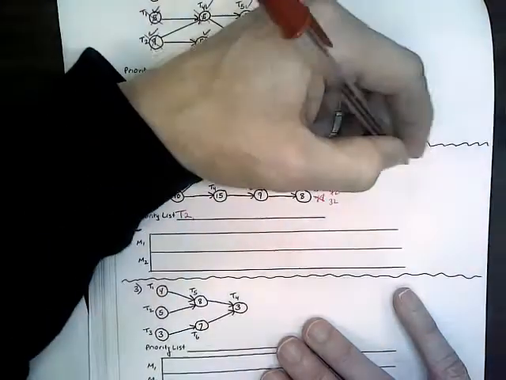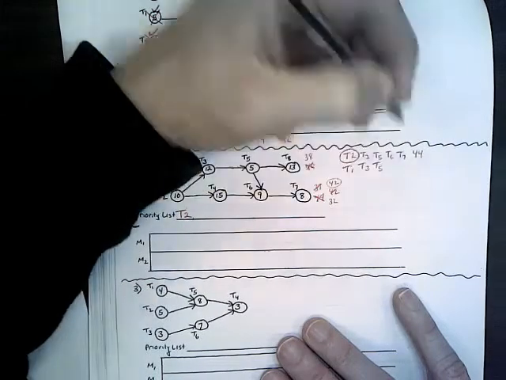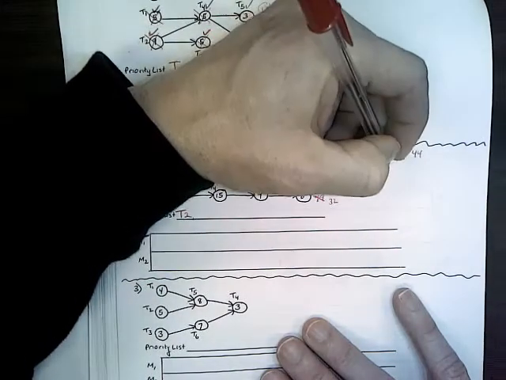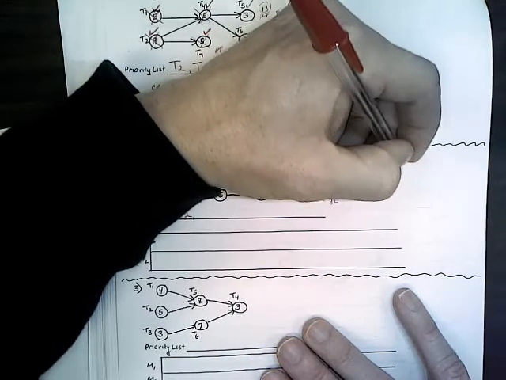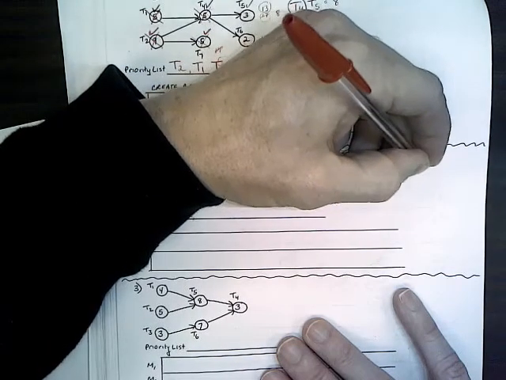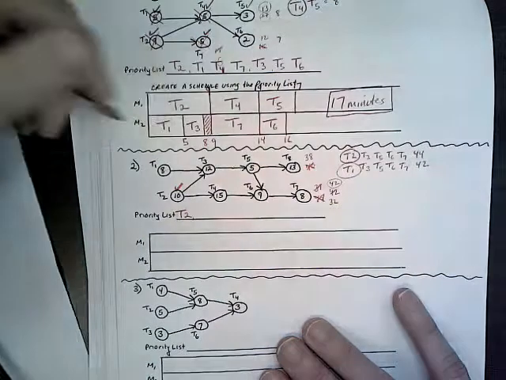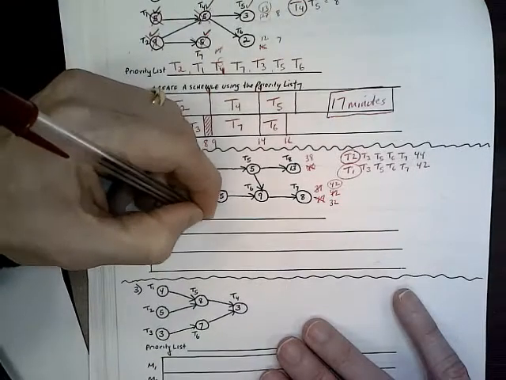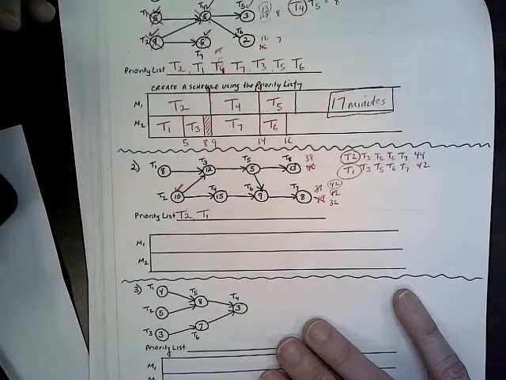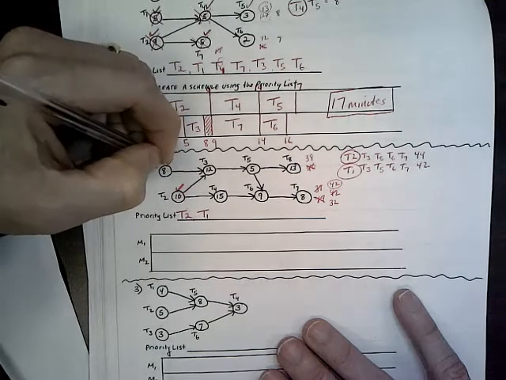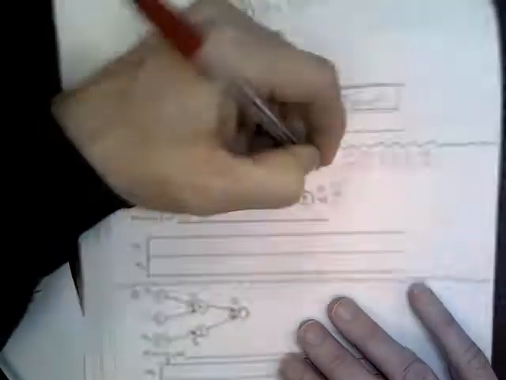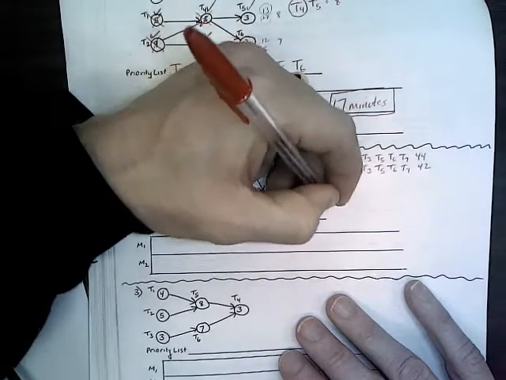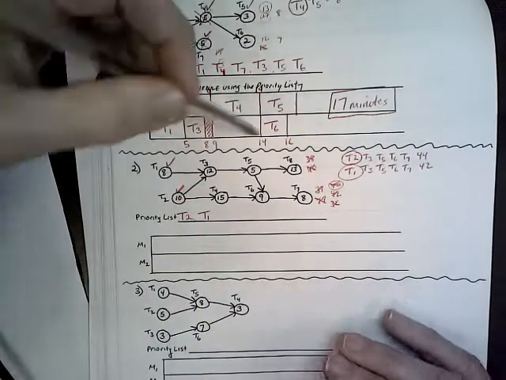T3, T5, T6, and T7. That added up to 42. So T1's the beginning of that, so that comes next in the priority list. Okay? So we simplify it down a little bit here. Now we got all these numbers out here. They're probably irrelevant now.